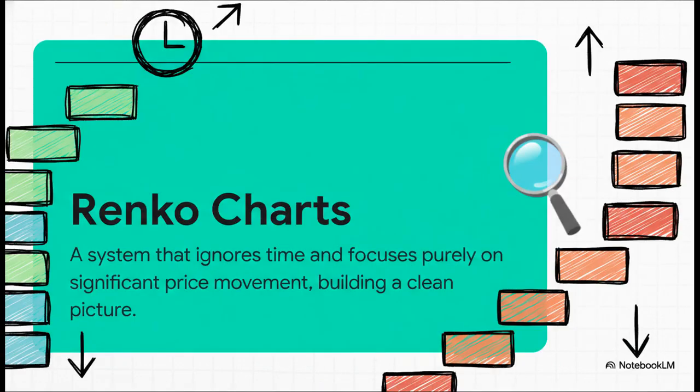Well, say hello to Renko. See, unlike your normal charts that are all about price and time, Renko throws time right out the window. It only cares about one thing: price. A new brick only gets drawn on the chart when the price moves a certain amount that you decide. And the result? It's this beautiful, clean, simple chart that shows you the real trend without all that distracting noise.